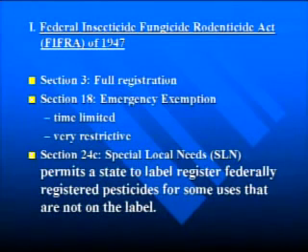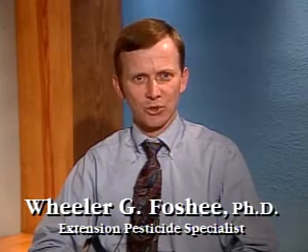Now, Section 3 is what's called a full registration on a pesticide. That means that the pesticide or the chemical company has performed all the tests that are required and gone through all of the jumping through the hoops for EPA and they agree that it can be labeled and that it can be sold under the terms of the label.